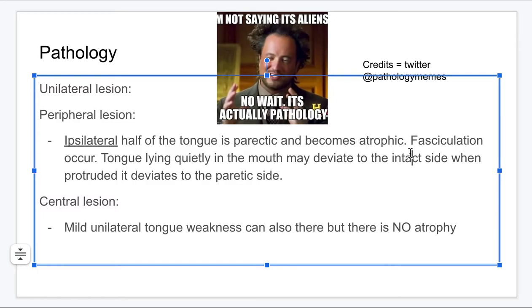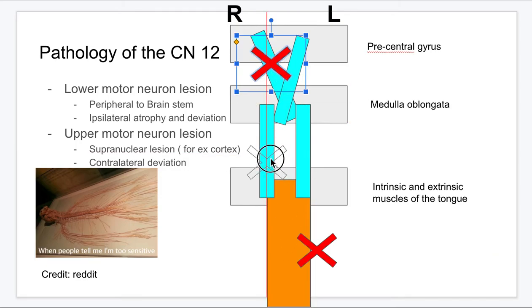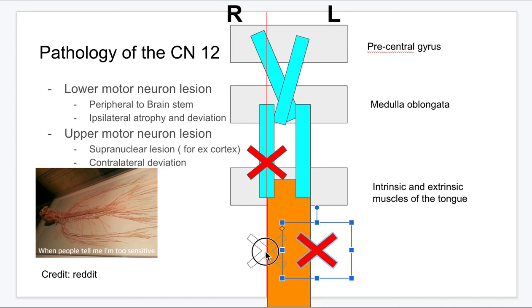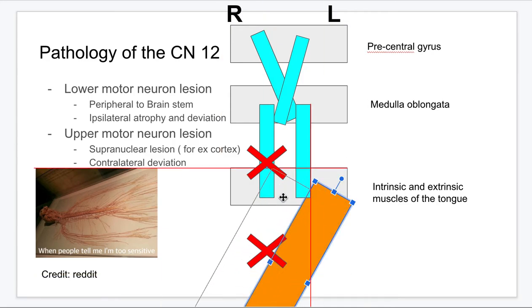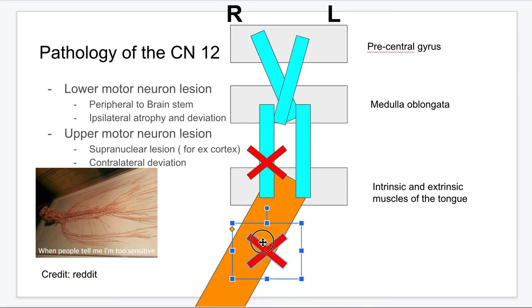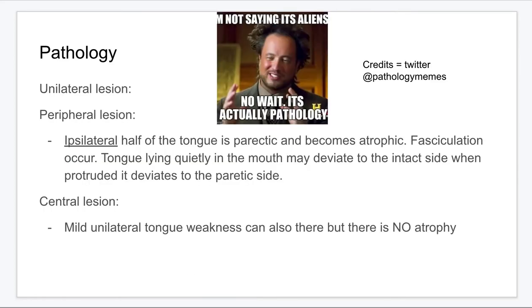And fasciculations can occur. The tongue lying quietly in the mouth would deviate to the intact side, and when protruded, it deviates to the paretic side. So whenever this person sticks his tongue out, let's say we have a unilateral peripheral lesion over here, with problems on this part of the tongue. When we tell him to stick out his tongue, it will be deviated towards this side, and all the problems will be occurring on the right side of the tongue. So that's really, really important.